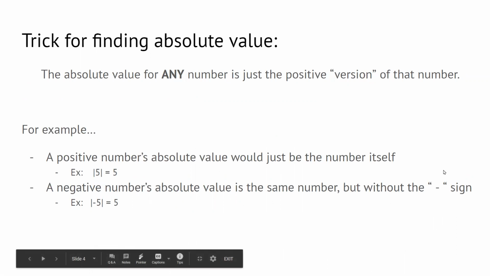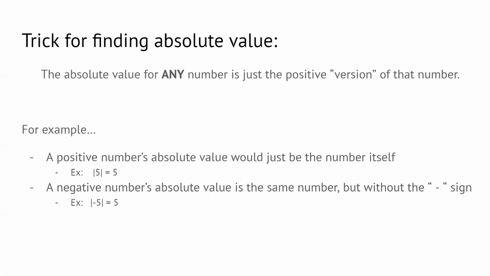So here's a trick for finding any absolute value. The absolute value of any number is just a positive version of that number. For example, a positive number's absolute value would just be the number itself. For example, the absolute value of 5 is 5. A negative number's absolute value is the same number but without the negative sign. For example, the absolute value of -5 is 5.